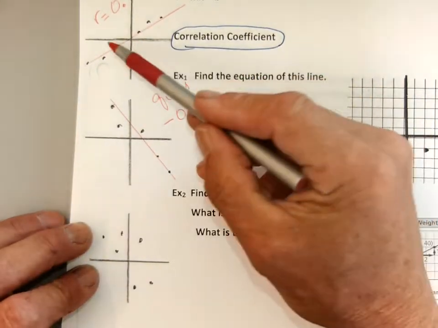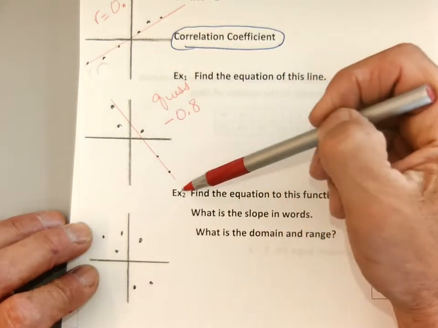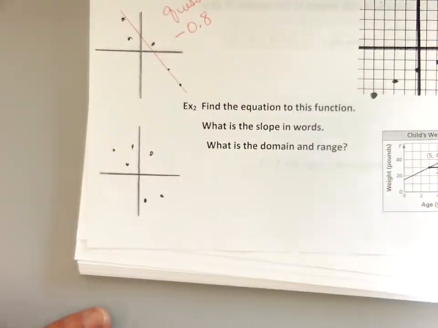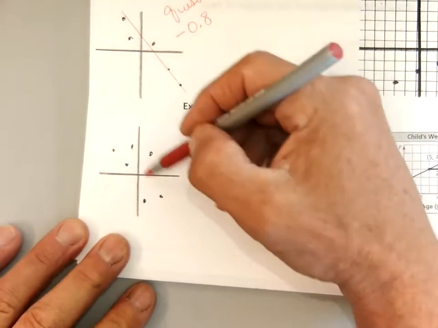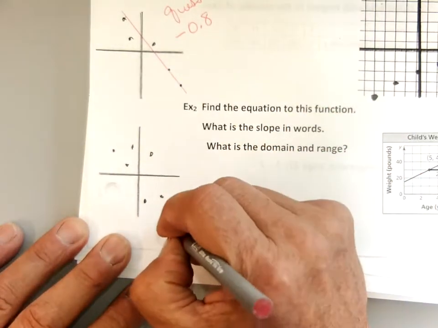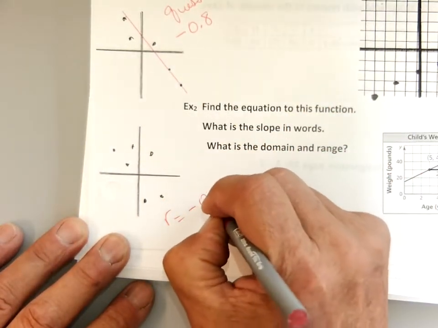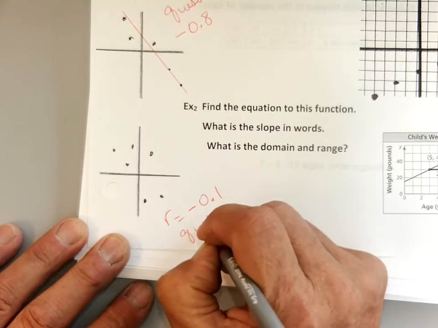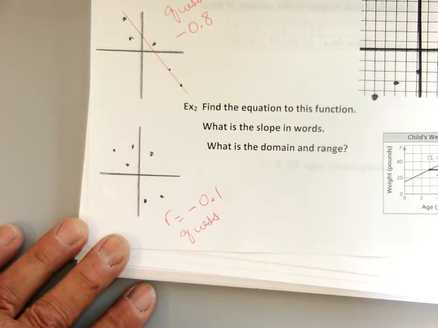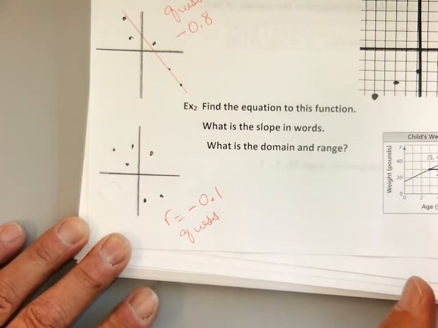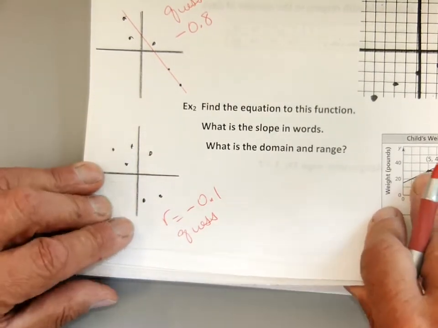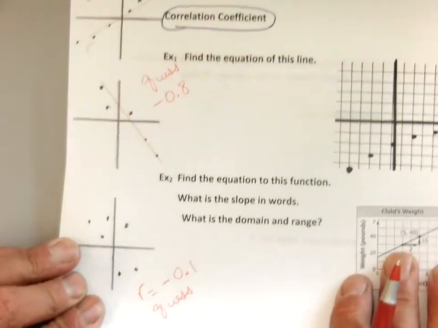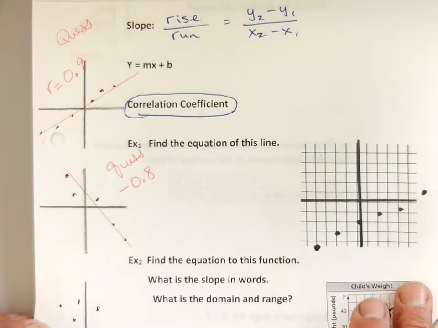It's not as tight as the first one. They're a little bit more off. But this one, what do you think this one would be? Close to 0, right? I might say it's a negative 0.1 because it has a slight downward trend. Again, that's just a guess. So the correlation coefficient is really important in science. If you have a bad correlation coefficient, bad data, don't mess with it. If you have a good correlation coefficient, then the science is usually sound.